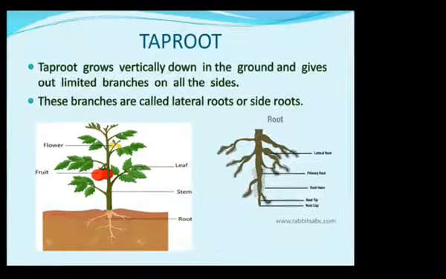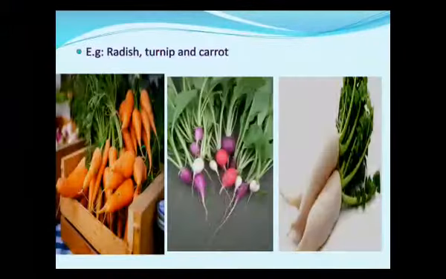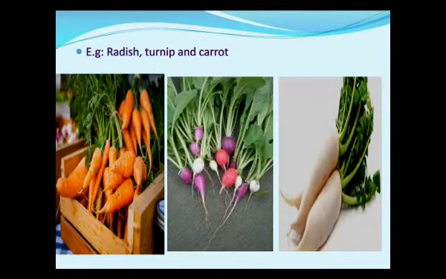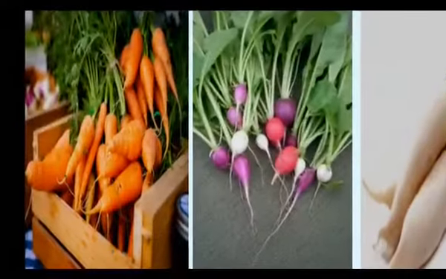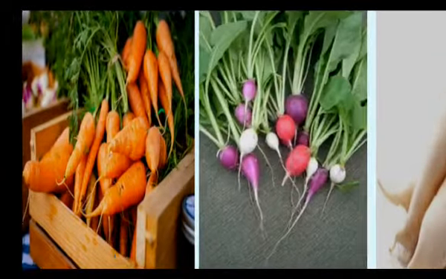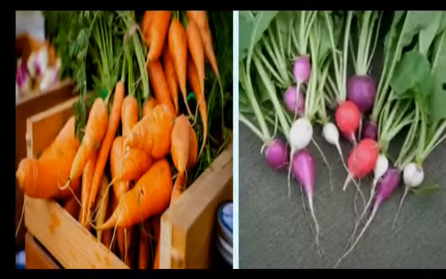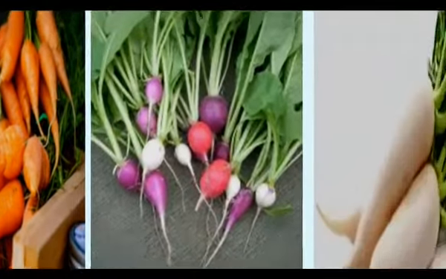Examples of such kinds of roots are radish, turnip and carrot. There are many other plants which have this kind of root, but these are usually the roots which you eat, and you can identify them if they come to your home. In the carrot itself, which is a root, there are small hair-like structures, those are the lateral roots. In turnip also you can see this kind.